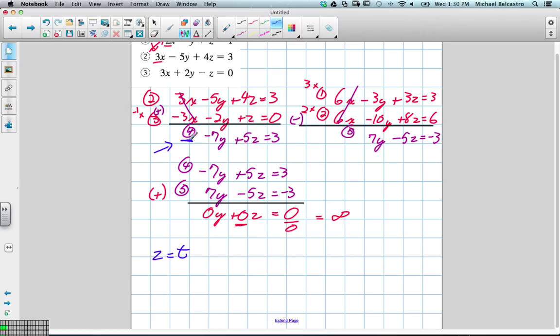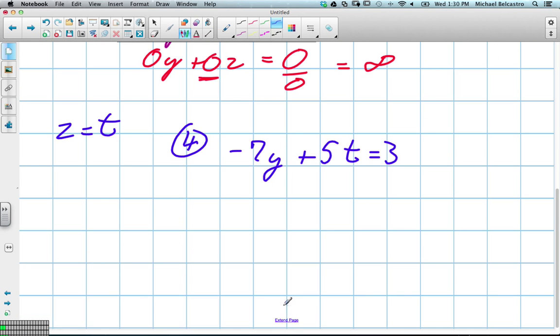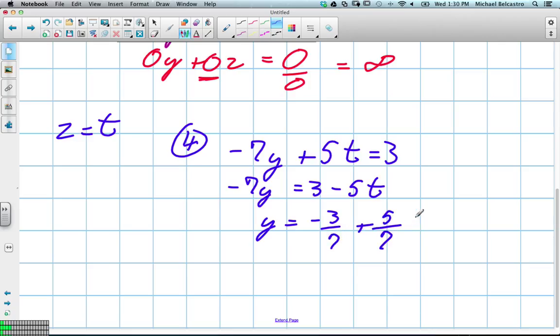So I'm going to take my equation 4 here that we had from before, so we don't have to rework anything. Negative 7y plus 5, and here we're going to plug in t for z, is equal to 3. Okay, and I'll just zoom in so we can do that work there. We get negative 7y is equal to 3 minus 5t. So y is equal to negative 3 over 7 plus 5 over 7t. So that's our parametric form for y. We already know z is equal to t. We just have to do the same thing for x.